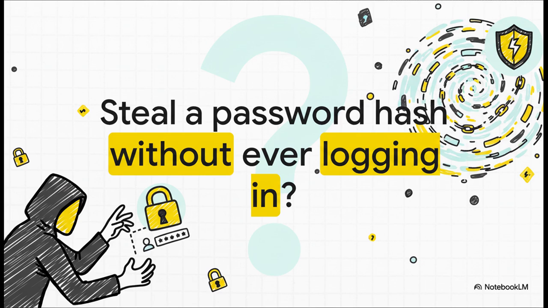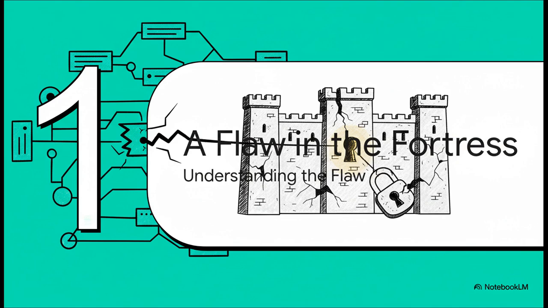So let's just kick things off with a question that gets right to the heart of this whole thing. What if an attacker could steal a user's password hash without any credentials at all, without ever logging in? Sounds impossible, right? Well, that's exactly what AS-REQ roasting makes possible. You see, this entire attack hinges on a very specific misconfiguration. It's like a small crack in what's supposed to be the secure foundation of any Windows network, Active Directory.